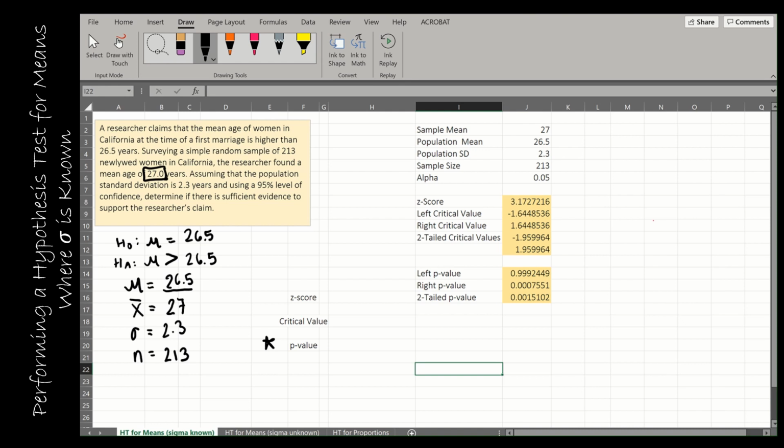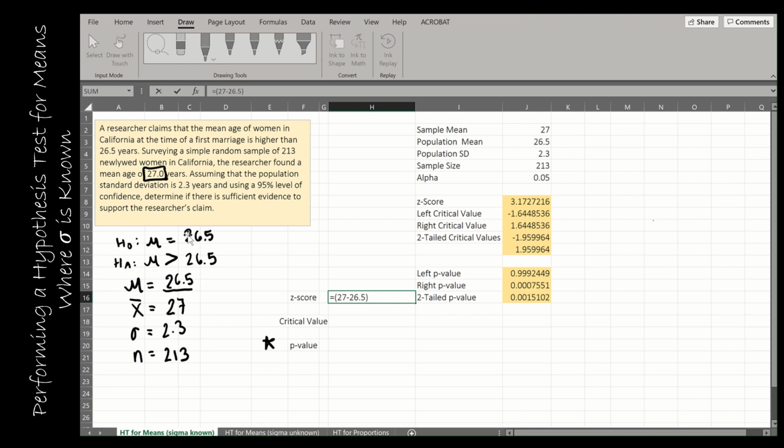The z-score is required either way. As you'll notice, I've got all of this going on over here, which is great, but you need to know how to do this yourself too. So I'm going to just work through this from the start. How do I find a z-score? I take the observed, which is the sample x bar 27, minus my hypothesized value 26.5. So that's my expected value.